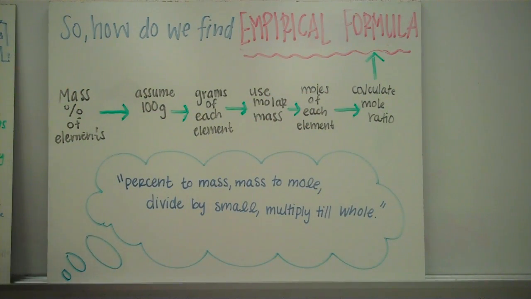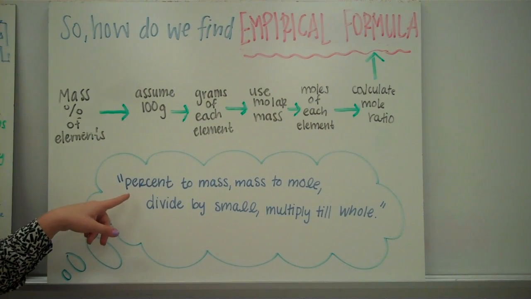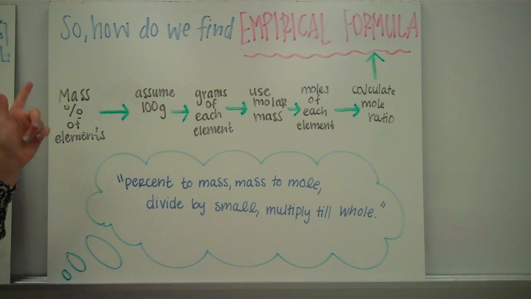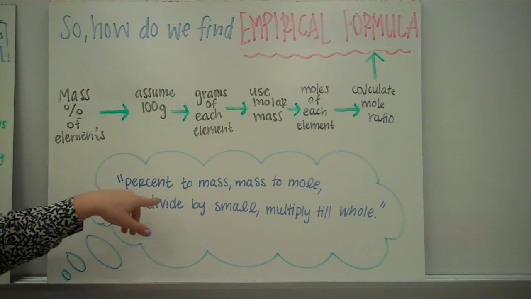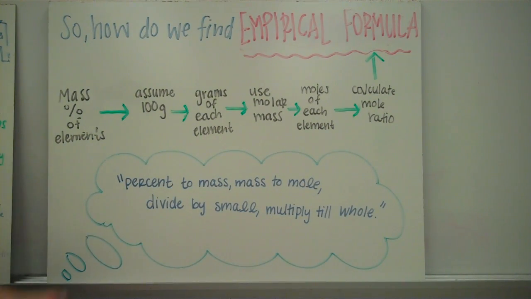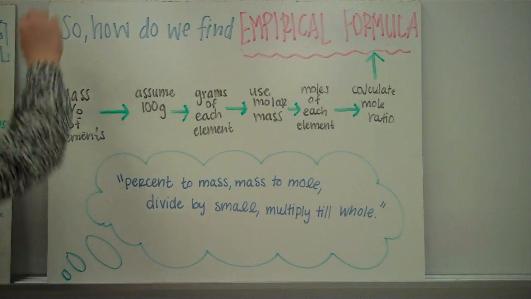your empirical formula. So there's an easy little chant or cheer that you can use to remember how you find empirical formula. And it goes like this. Percent to mass, mass to mole, divide by small, multiply till whole. So if you can remember this little series, then you will always be able to work empirical formula problems.